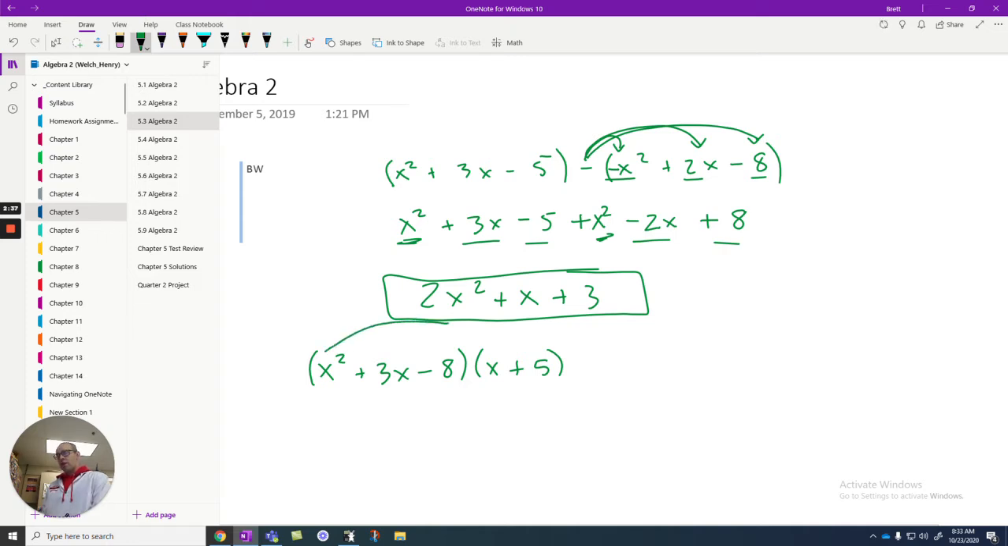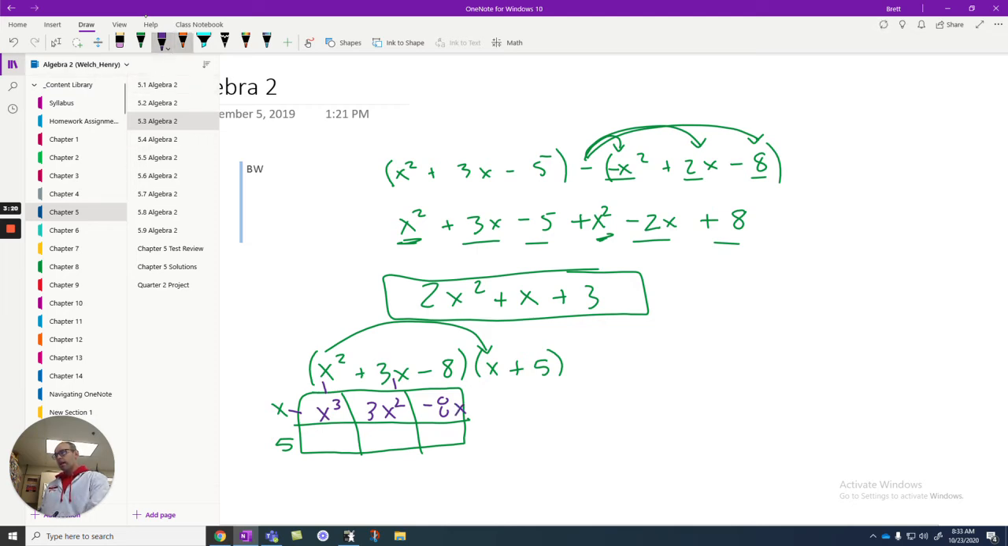And we can go ahead and we can just draw arrows. I think you'll see me do that in the homework video. I actually like using an array to make this a little bit simpler. And so what I'm going to do real quick is I'm going to create this array using my 2 parentheses. This array would have an x and a 5 on the side. I've got x squared, 3x in the middle, and negative 8. So now if I multiplied x by x squared, I would get x cubed. If I multiplied x by 3x, I would get 3x squared. And if I multiplied x by a negative 8, I would get negative 8x.